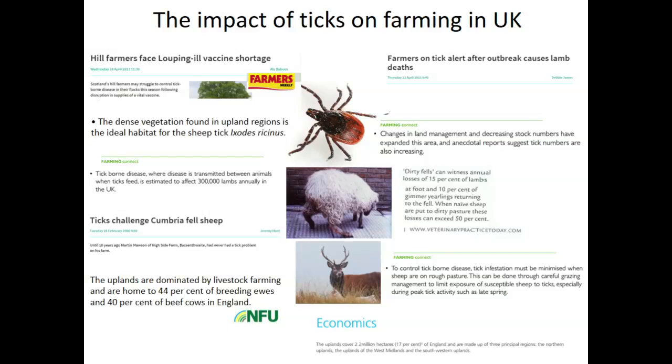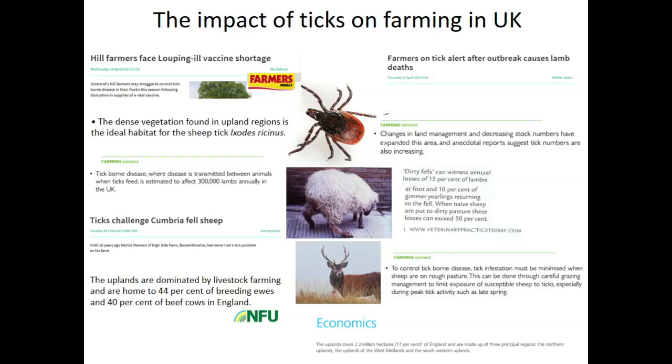But of course, it's not just the ticks that are the problem, it's also the diseases which they carry. There are three main tick-borne diseases in the UK. There's Babesia divergens, which causes red water fever in cattle, Anaplasma phagocytophilum, which causes tick-borne fever in sheep and then can increase susceptibility to other infections such as staph, and louping ill virus, which can have a really high mortality rate in naive flocks, particularly when co-infection with Anaplasma is observed. And it's also an important disease of game birds as well.